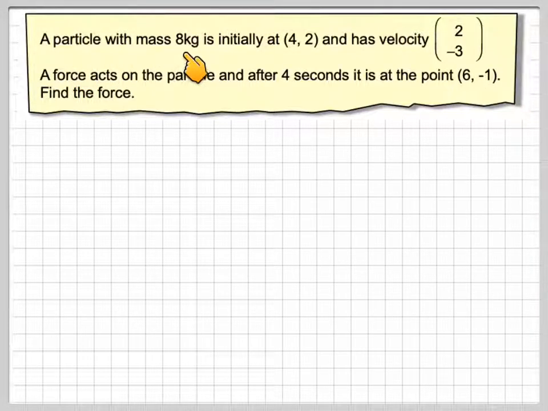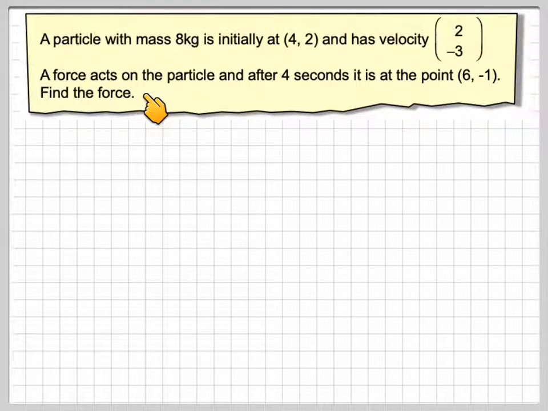A particle of mass 8 kilograms is initially at (4, 2) and has a velocity of (2, -3). A force acts on the particle, and after 4 seconds it's at the point (6, -1). Find the force.